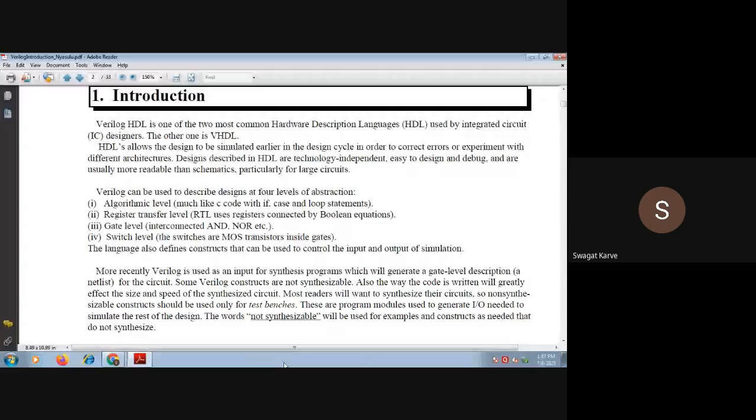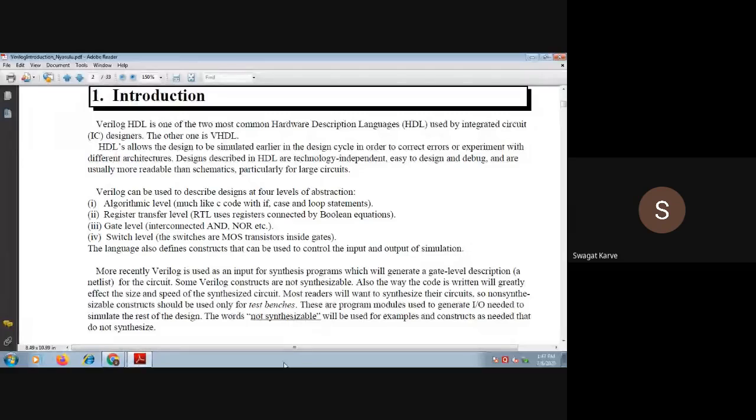There are two languages. One is VHDL that we have studied. The other language, Verilog, is C based, right? Basically, what is the difference between VHDL and Verilog? Verilog is much similar to the C language, but VHDL has its own syntax. Verilog also has its own syntax, but that syntax is much similar to the C language. Now we will start with this.